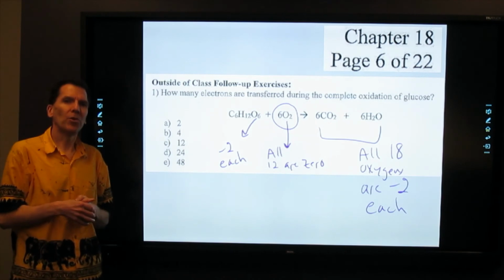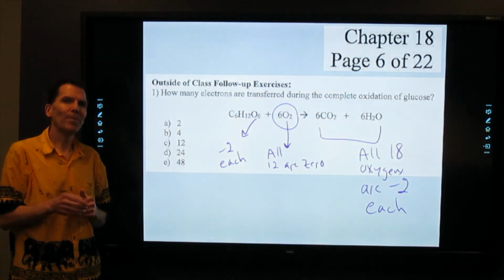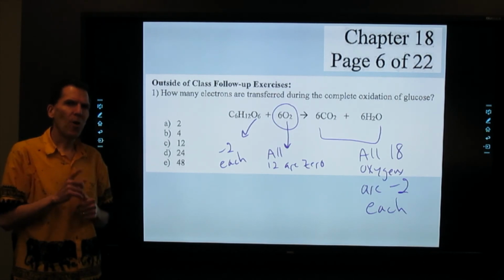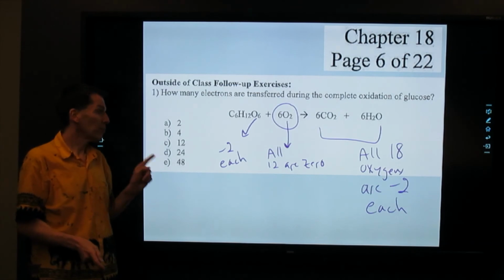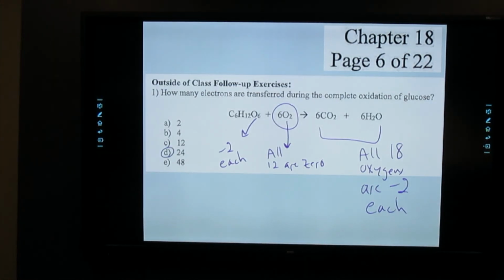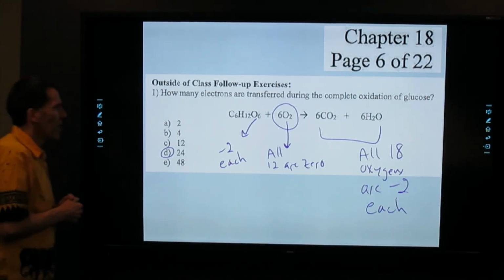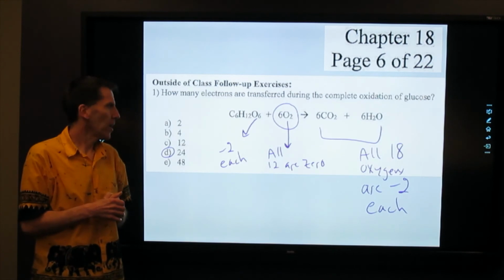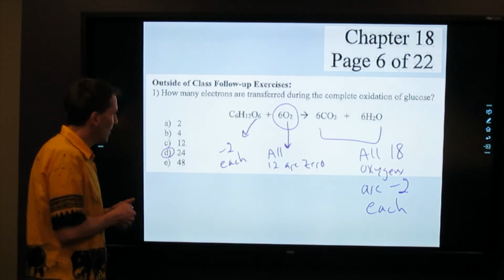And so when you think about the total number of electrons moved, we only care about those 12 oxygens that went from 0 to -2. 12 times 2 is 24, and so that's the number of electrons that were transferred in this reaction. 24 electrons have been gained by the oxygen. It's the oxidizing agent in your metabolism.